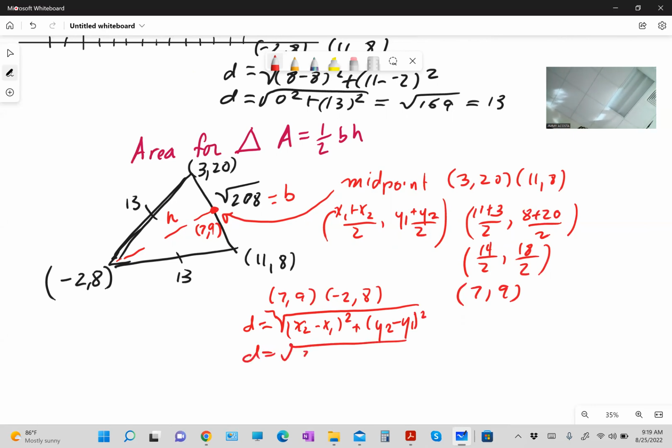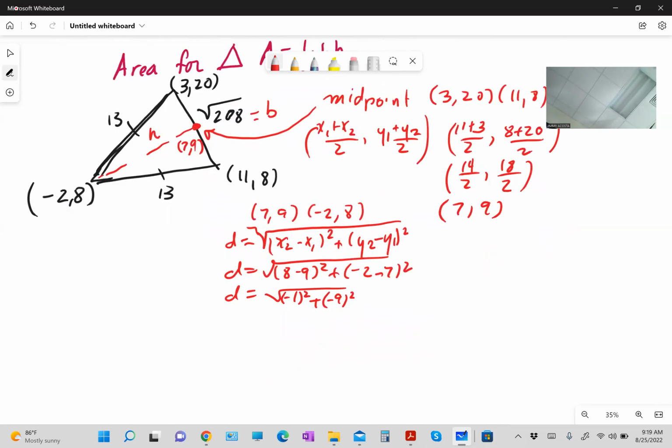There you go. You have 8 minus 9 squared plus negative 2 minus 7 squared. So that's going to be negative 1 squared in parentheses plus negative 9 squared, right? And assuming I didn't make a mistake, let me just look at it for a second. Looks good to me. You basically have the square root of 1 plus 81, which is the square root of 82. And so now you know your base. Your base is equal to the square root of 82.